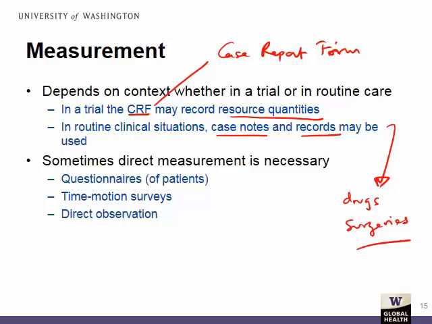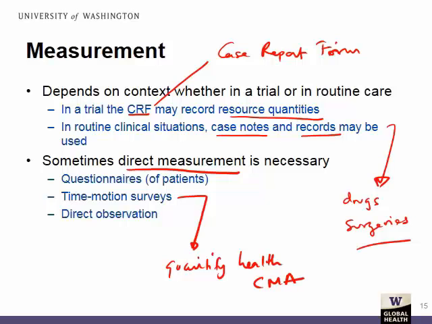Sometimes it's necessary to perform direct measurements, and you can use a questionnaire. And I am fond of time motion surveys to quantify health worker time. I showed you an example of a time motion survey during the last week, in which we measured personnel time use in a cost minimization analysis of HIV care. And you can also do direct observation to be able to quantify resource use.